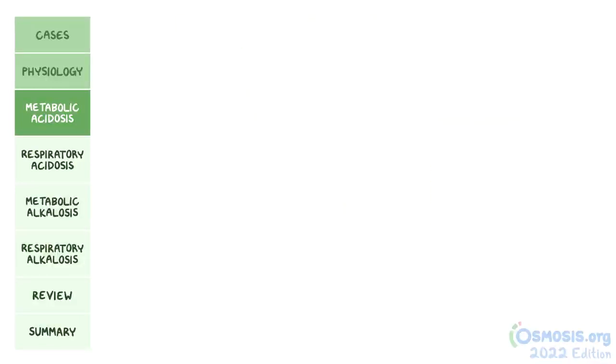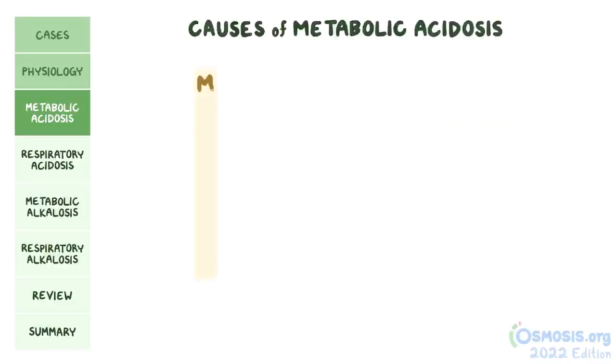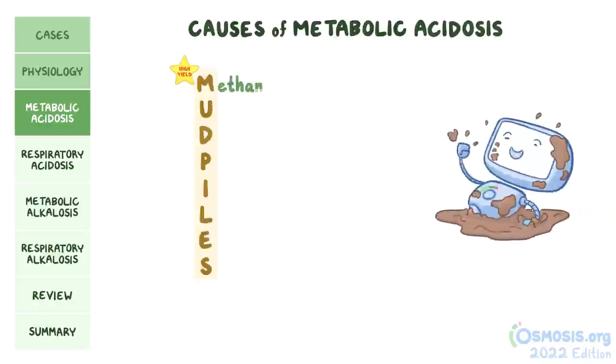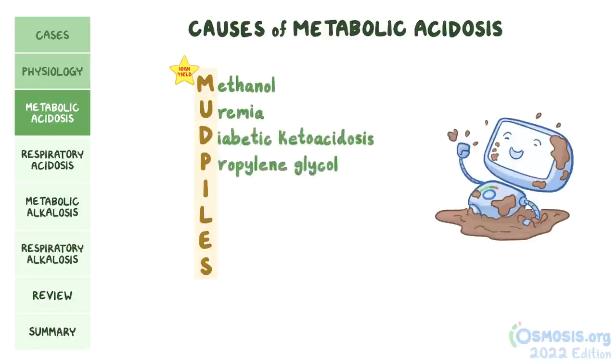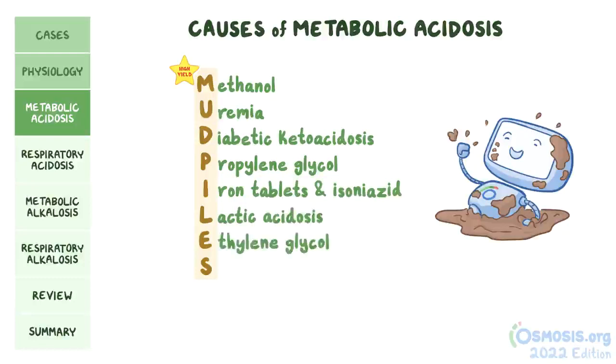To sum up, you can remember the causes for metabolic acidosis using the mnemonic MUD piles, where M is for methanol, U is for uremia, D is for diabetic ketoacidosis, P is for propylene glycol, I is for iron tablets and isoniazid, L is for lactic acidosis, E is for ethylene glycol, and finally, S is for salicylates.